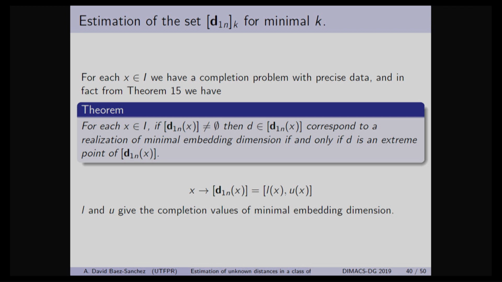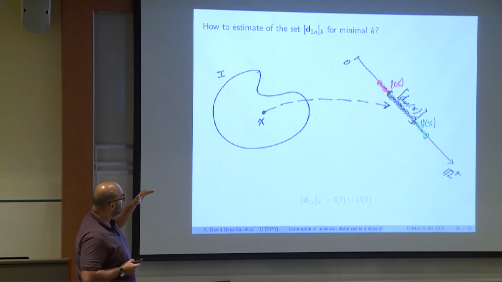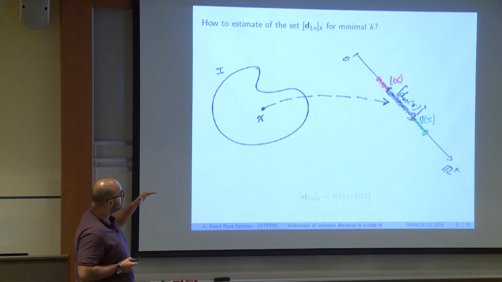Let me show you an ugly picture here of the idea of what is happening. If this is I, your imprecise set, and you take one x, you compute this interval. The extremes of this interval are the points of minimal embedding dimension. This is all happening in the non-negative real numbers. And imagine now that you let x vary across this imprecise set I. What you're going to obtain is that these extreme values are going to vary also, something like this or something like this.